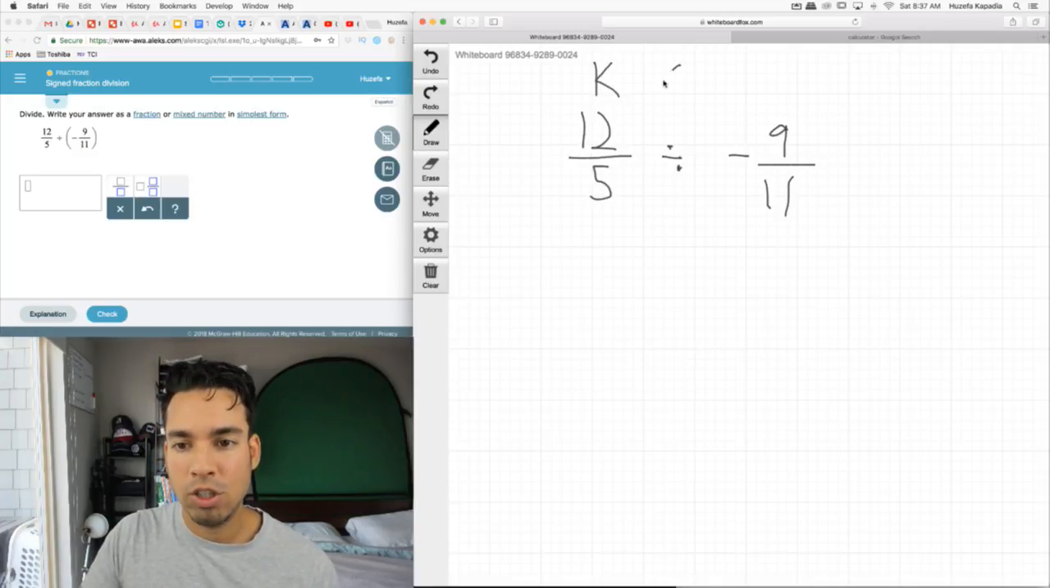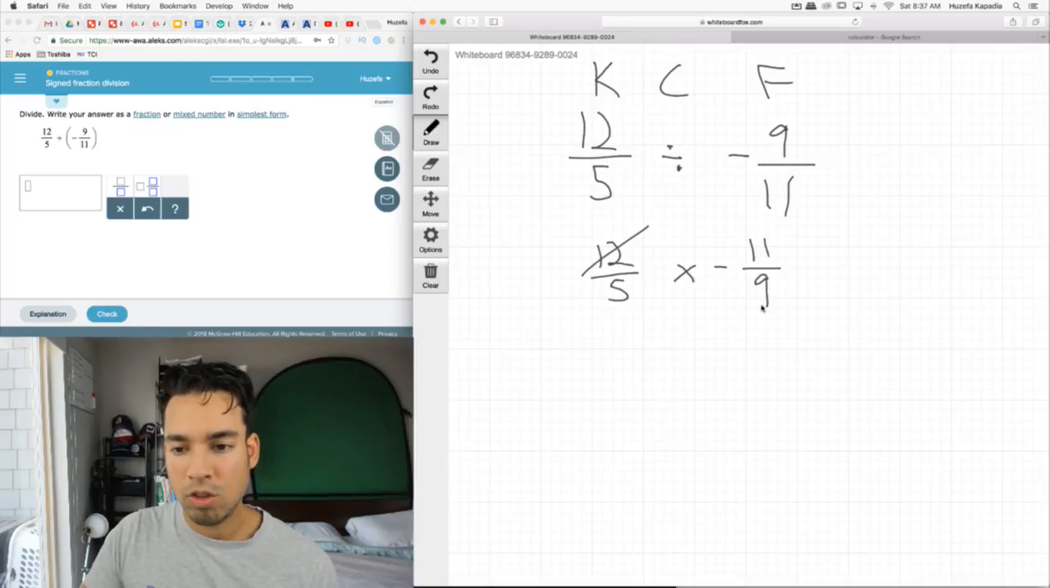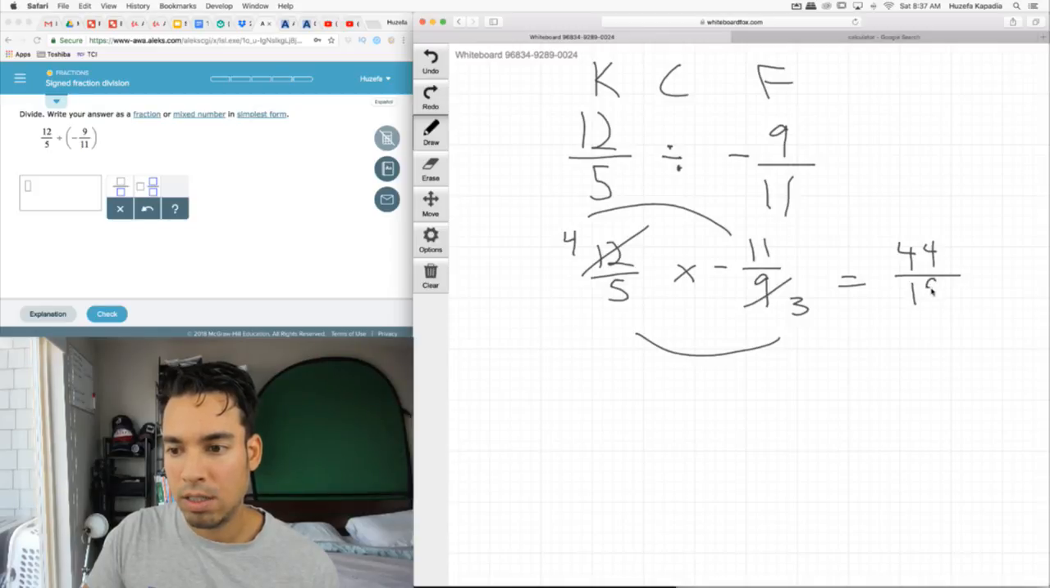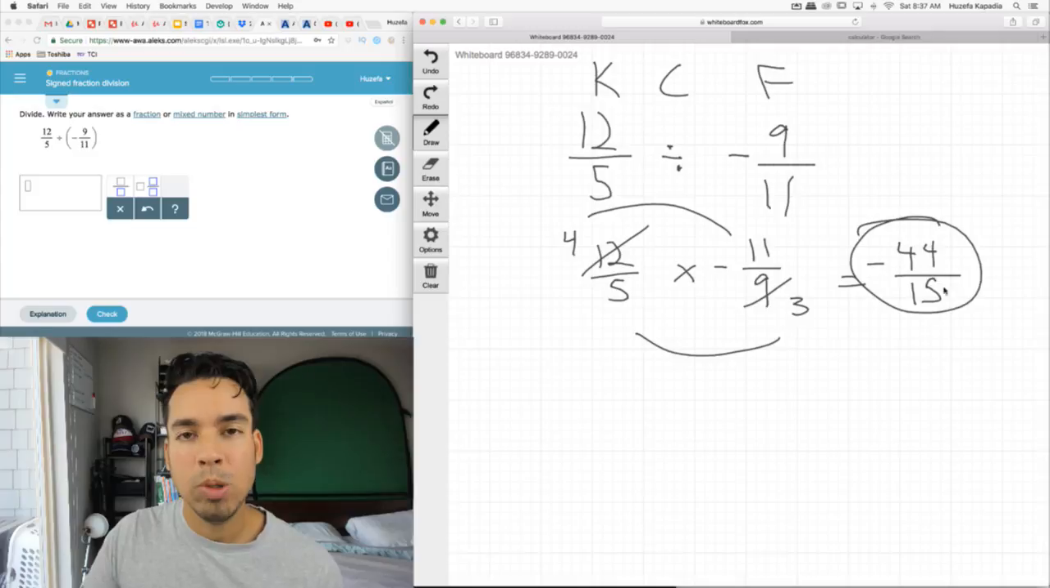So when we're talking about fraction division, keep, change, flip. 12 over 5 times negative 11 over 9. Let's cross reduce the same way. Divide the top and bottom by 3. Multiply across, and we get 44 over 15. And that's negative. And they want it as a mixed number.